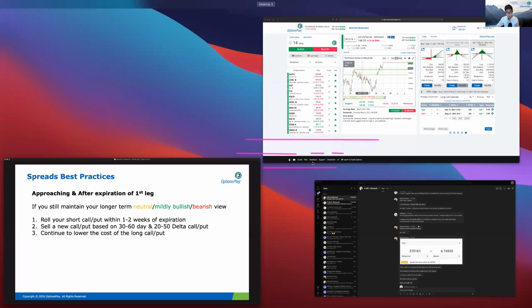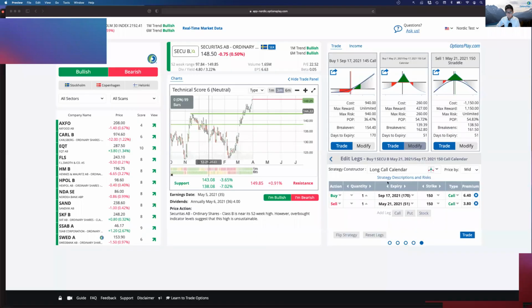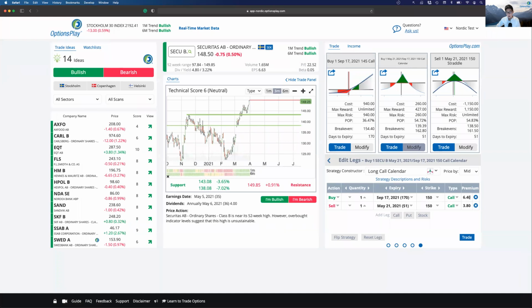In this example I was showing you before, if I bought the September 150 call options for 6.4 crowns or 640 crowns, but I collect 380 crowns for the May call options. The May options are only 51 days away. The Septembers are 170 days away. So I basically have 3 times of these May options that I can sell.